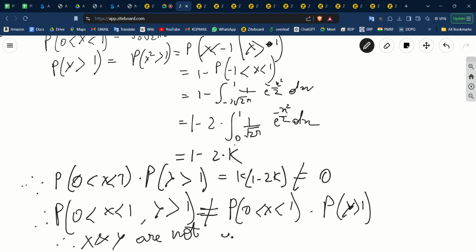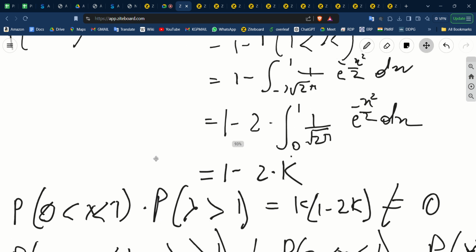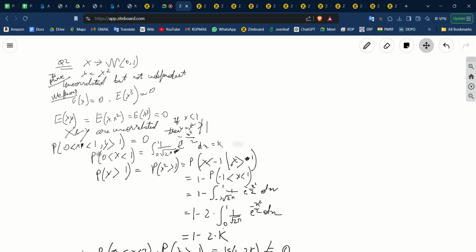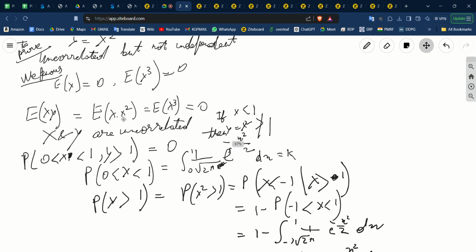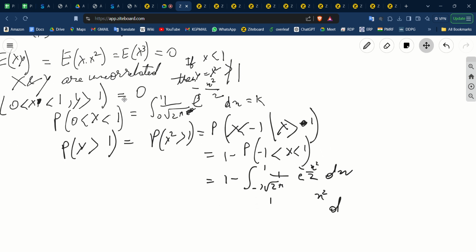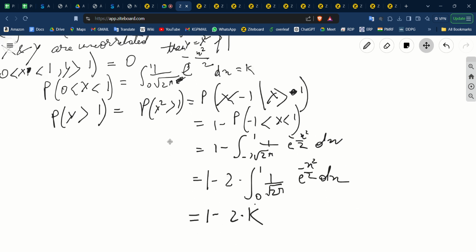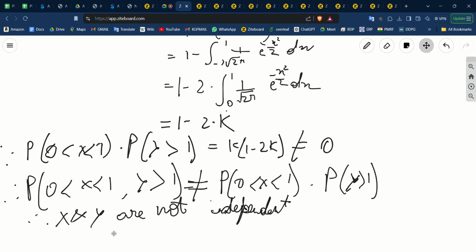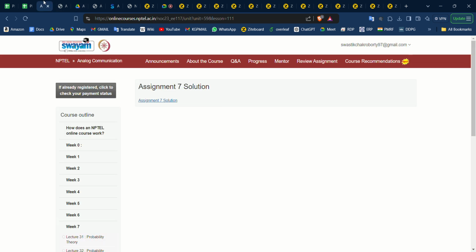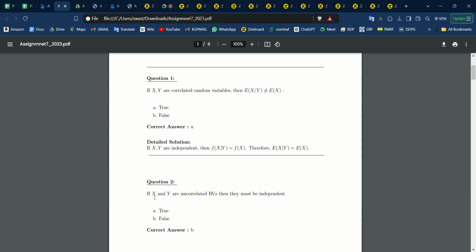So we have shown the existence of a pair of random variables which are uncorrelated, as we have seen by showing that the expectation of XY is equal to 0. So they are uncorrelated, but we have taken a particular event and shown that they are not independent, they are dependent. So we can say that in question number 2, the statement that if x and y are uncorrelated, they must be independent, is a false statement.